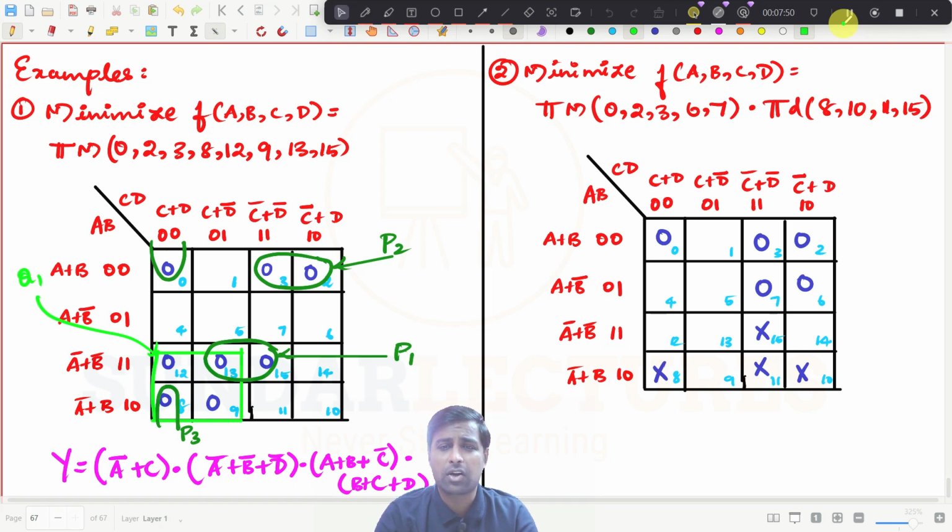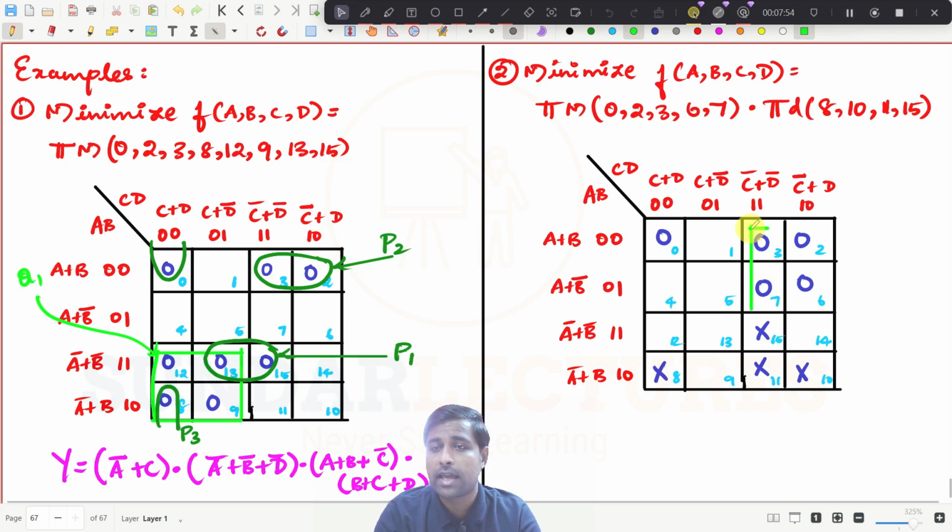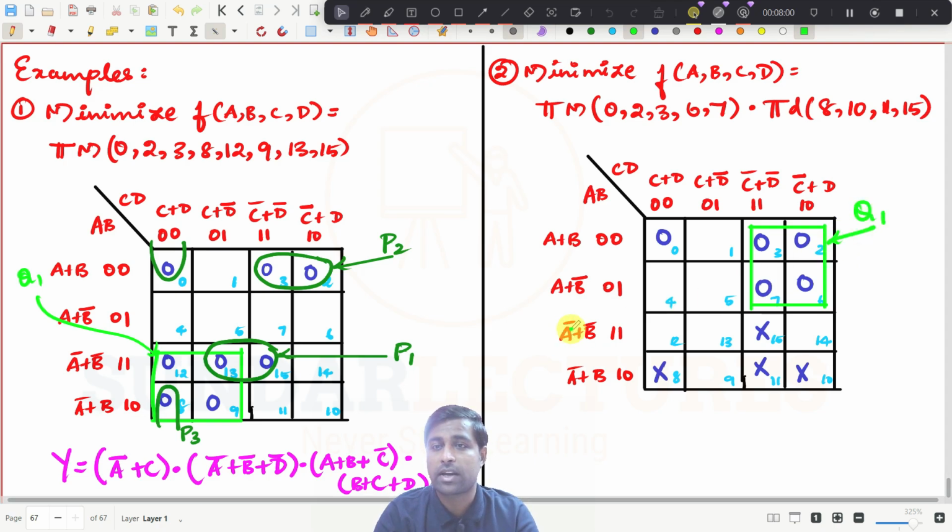So is there any octet possibility? Obviously there is no octet possibility. So I can make these 4 zeros a quad, quad number 1. And the other 0 is here. Is there any possibility to get into account with another quad? No possibility, right?